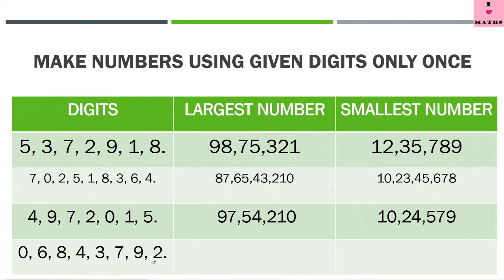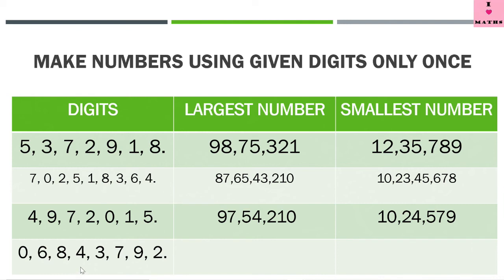Okay, let's do one more example. I'm sure by now you would have understood the concept. Okay, for the largest number, I am arranging the digits in descending order. So 9, 8, 7, 6, 4, 3, 2 and 0. That was the largest number. We will read the number later.